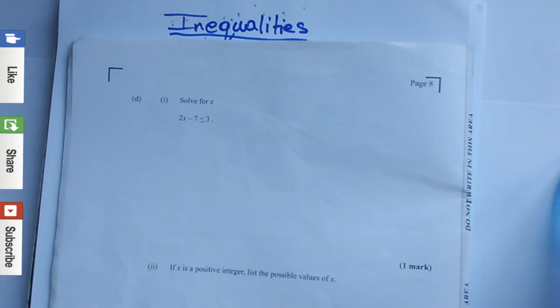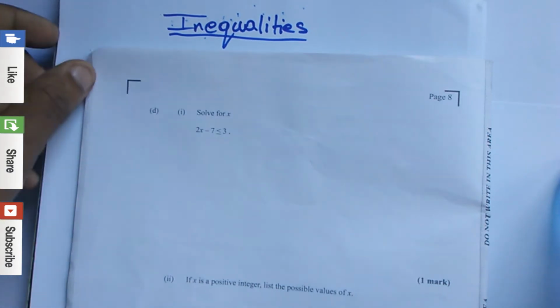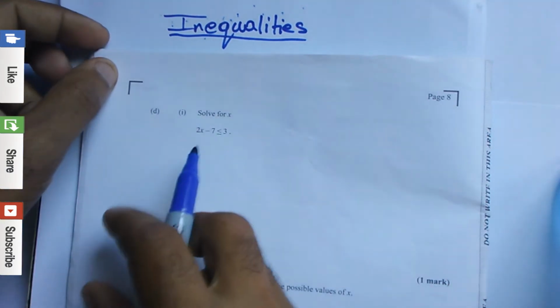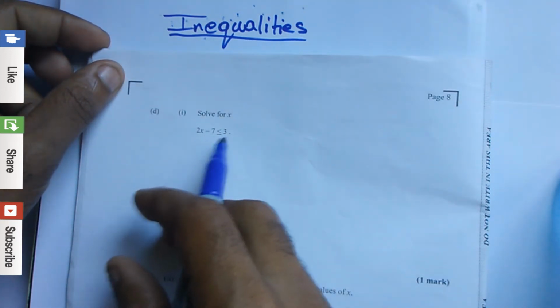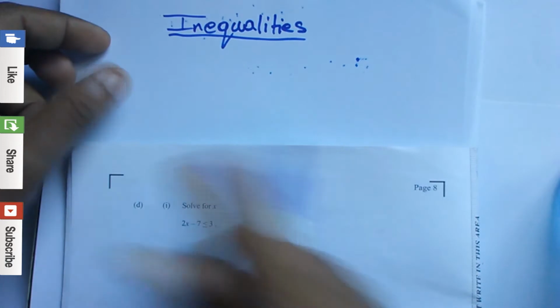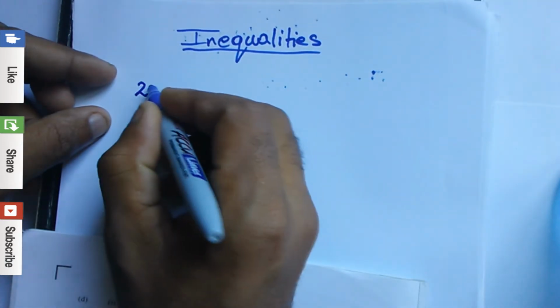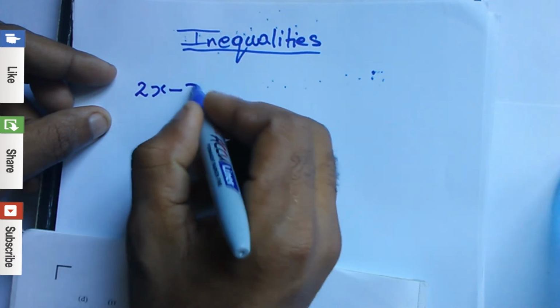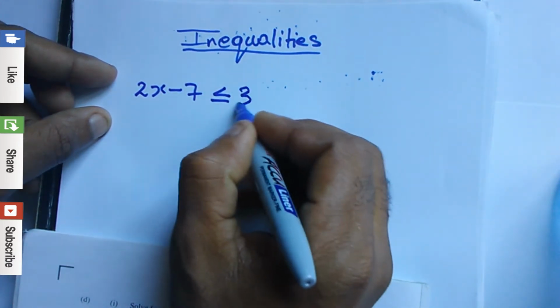In this video, we'll be looking at inequalities. So this is the January 2015 inequality question. It says solve for x where 2x minus 7 is less than or equal to 3. So we have 2x minus 7 less than or equal to 3.